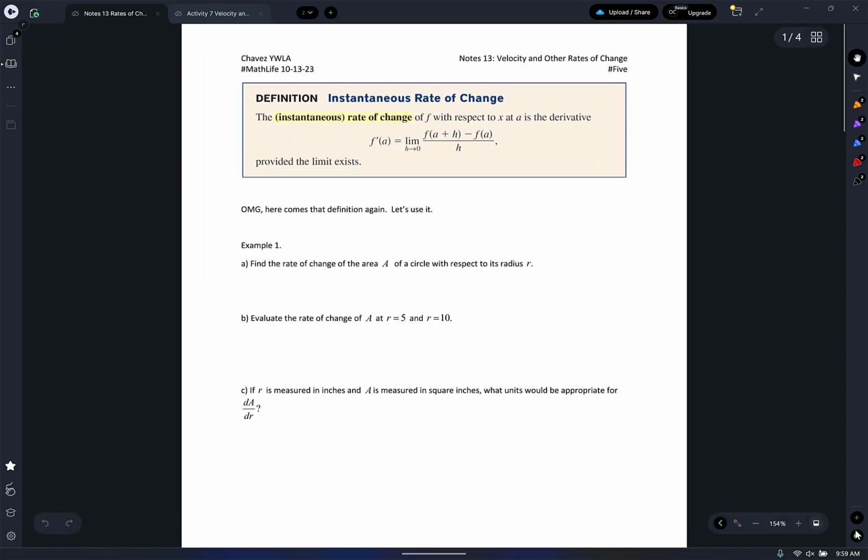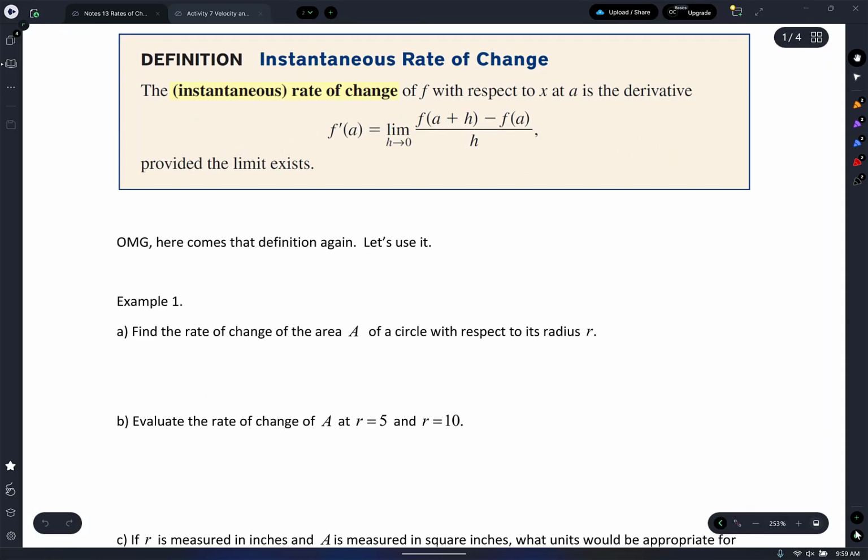Note 13. You guys ready? What? Oh, it's the one that says note 13. I don't know, because sometimes over there in this table, they're all orange.